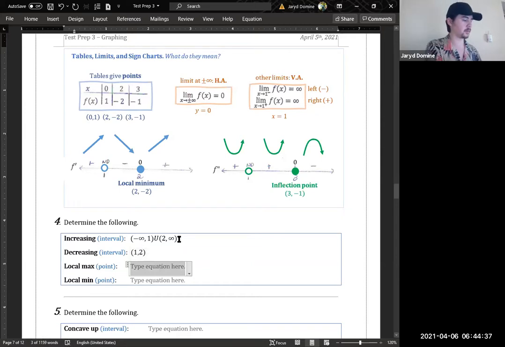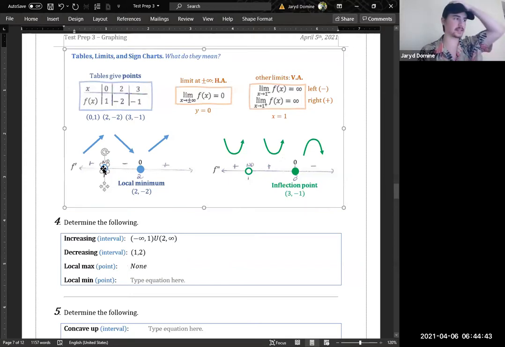Local maximum, there is none. And there's none because this is not defined here. There's an asymptote here. Like I said, we're going up to the asymptote. So there's no actual point there. So we don't have a local max.